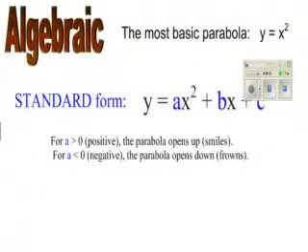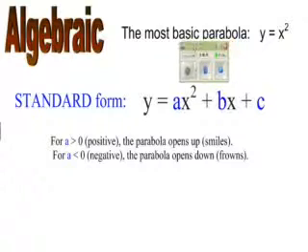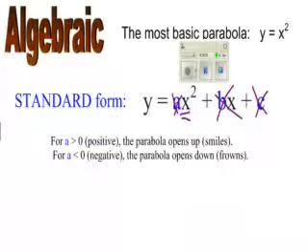The algebraic representation of a parabola requires that there be an x squared term, and the equation must be able to be written in this form. Now, this could be a 0. We don't necessarily have to have all this other stuff in there, but there does have to be at least the x squared. For a positive value in front of the x squared, the parabola opens up, and for a negative value, the parabola opens down.